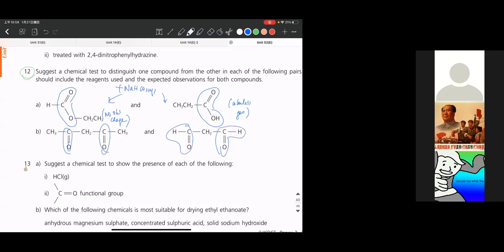So, aldehyde and ketone, how will you distinguish? Suggest a suitable reagent. They need to undergo an oxidation. K2Cr2O7.